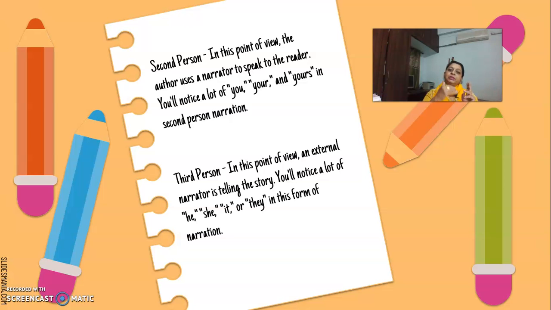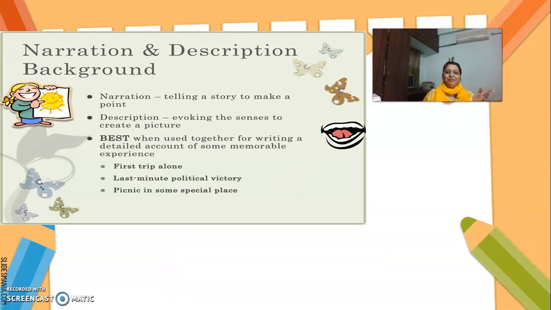Moving on to the third person, an external narrator outside the story is telling you about the story, and you will notice that the pronouns he, she, it, or they are used. So the clue here is pay attention to the pronouns and you will know the point of view from which the story is being narrated or written. That's your clue.